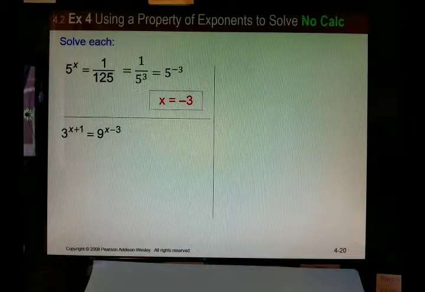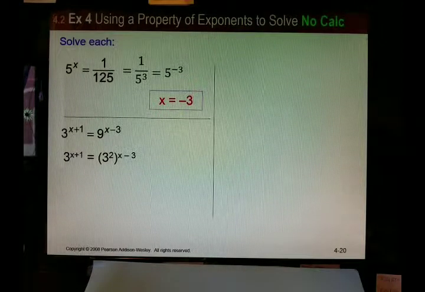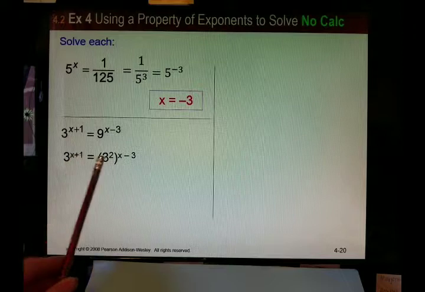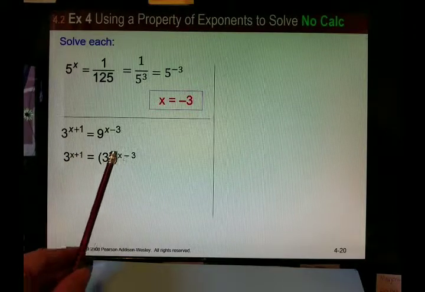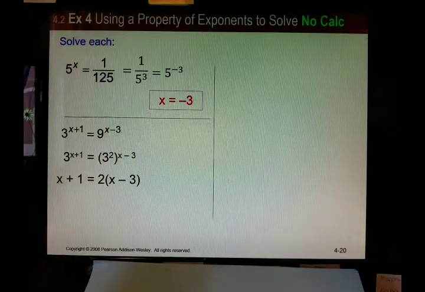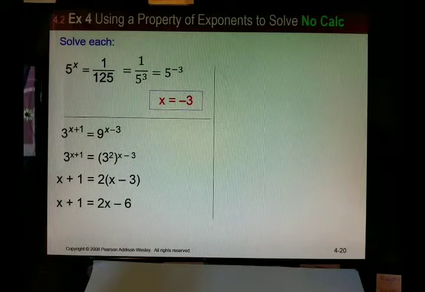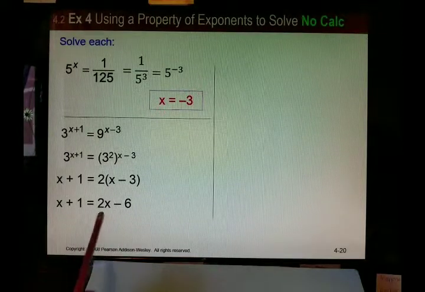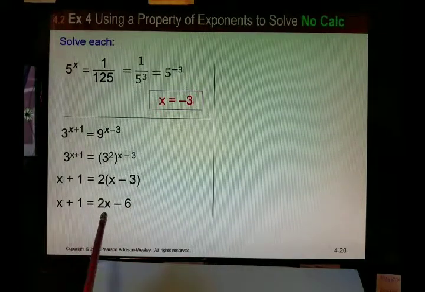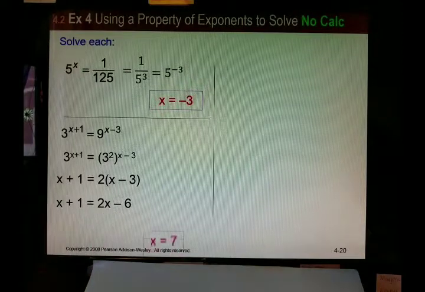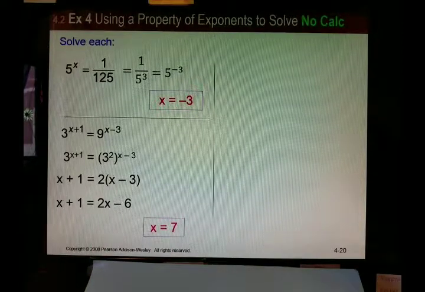So can I write these with the same base? See, 3, base of 3, 9 would be 3 squared. So this exponent's x plus 1. This exponent becomes 2 times the quantity of x minus 3. So I set those equal. Distribute 2x minus 6. Subtract the x over, add 6 to this side, and we get x is 7.